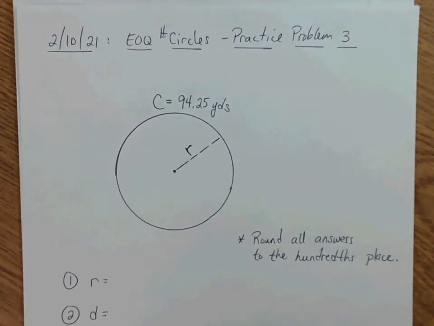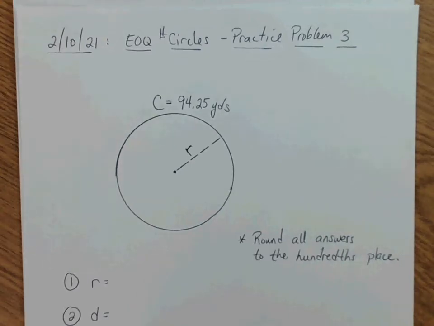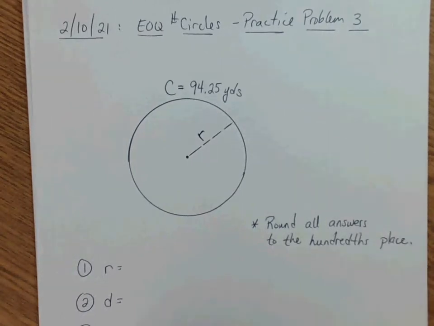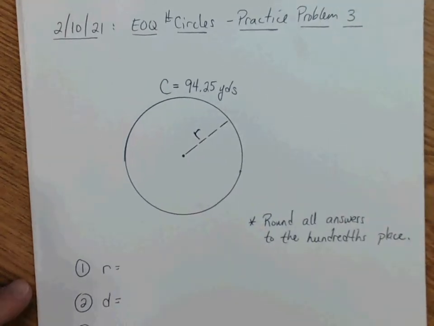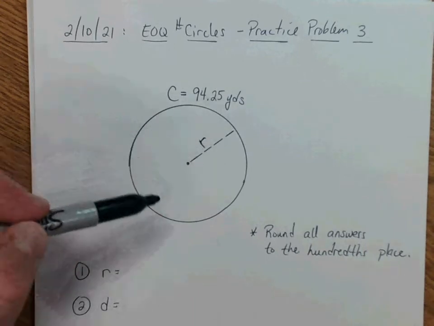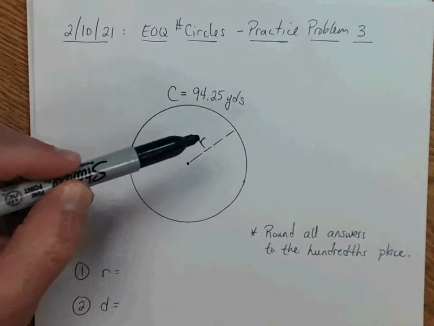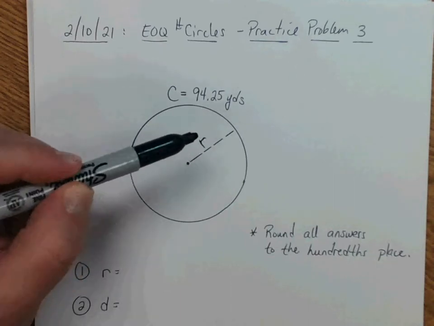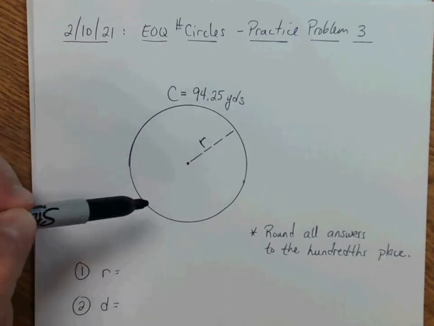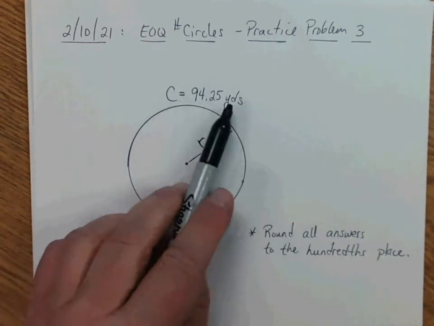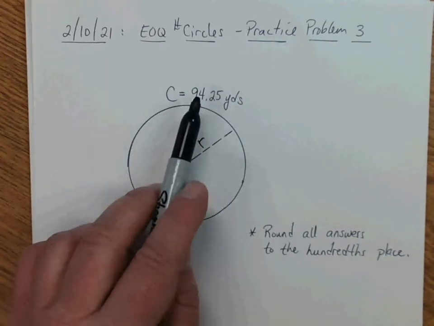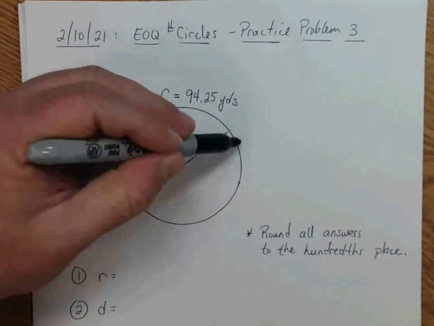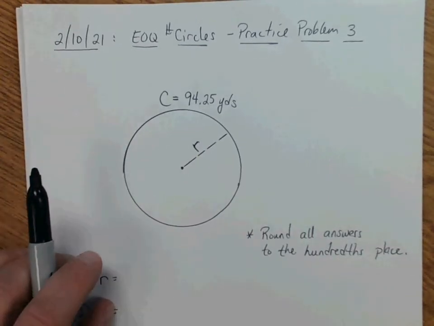February 10th, practice problem 3. We're now looking at a problem with a little bit more difficulty because we're going to need to use our algebra skills. In this problem, notice that we have a circle and our radius is unknown. We do not know the radius, and therefore we also do not know the diameter. What we're given is the circumference. So the circumference is 94.25 yards, meaning the distance all the way around this circle is 94.25 yards.